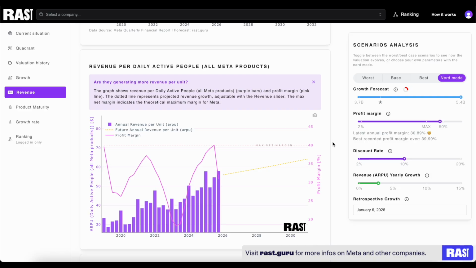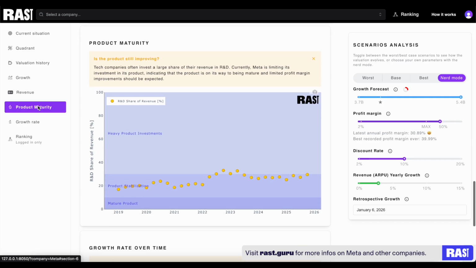The product maturity section tracks R&D and capital investment. This is especially relevant for tech companies. When you see a spike, like here in 2022, with Meta's 2022 pivot to AR by even changing its name, it means the company is trying to unlock new revenue streams. Obviously, we can't guess if they'll succeed, but knowing this indicates that more revenue per user in the future is possible.